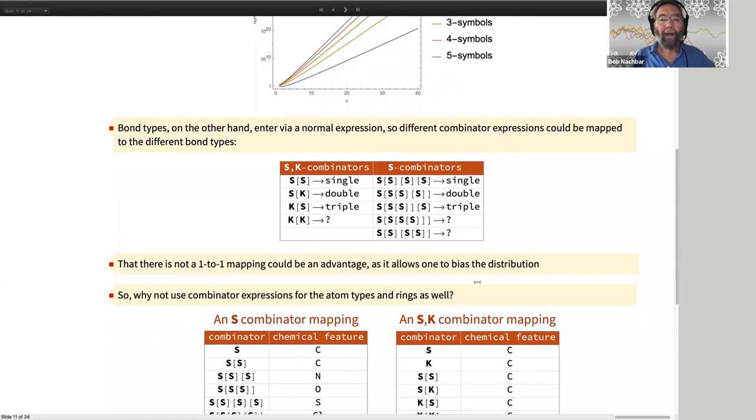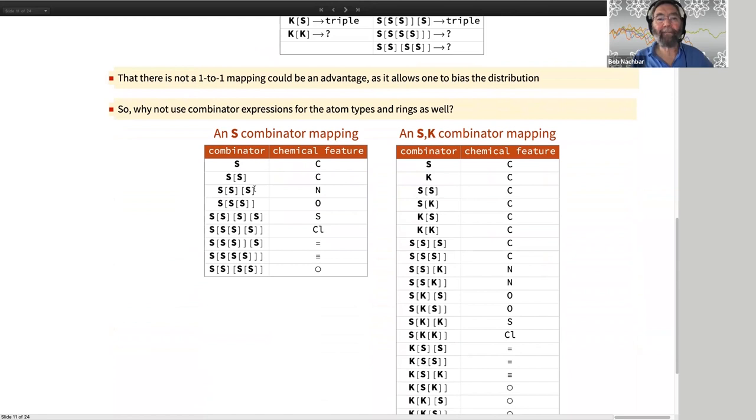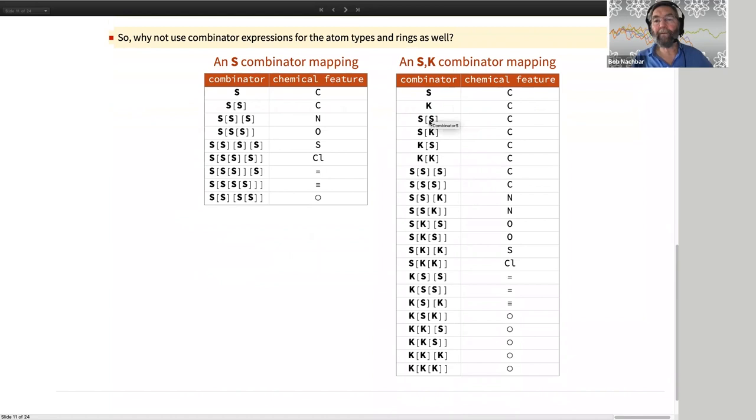Well, why not use these multiple symbol combinators to represent different atoms as well as just the bonds? And we can think of doing it, here's an S combinator mapping, where a single S maps to a carbon, and two S's maps to another carbon, three S's to a nitrogen, this variation of three S's to an oxygen, and so on. This combinator would give us a double bond, this a triple bond, and this last one would give us a ring closure. We could do a similar sort of thing with an SK combinator mapping. We use fewer symbols, but we've got to use more combinators to make use of all of them of a given size.